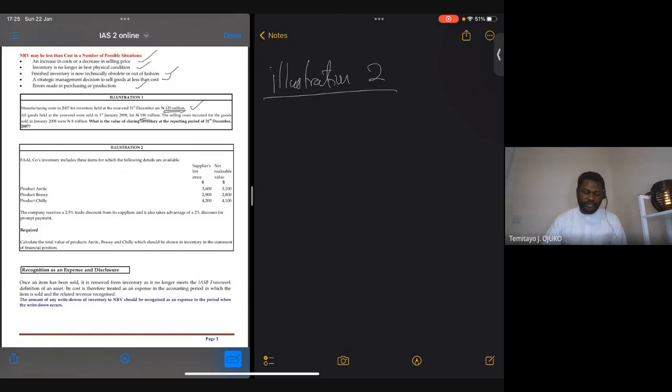Required: calculate the total value of products Arctic, Brazil, and Chile, which should be shown in inventory in the statement of financial position. Now, let's just look at the question for about 1 minute before I start solving it.